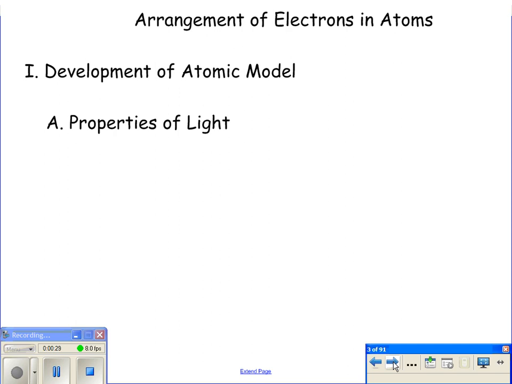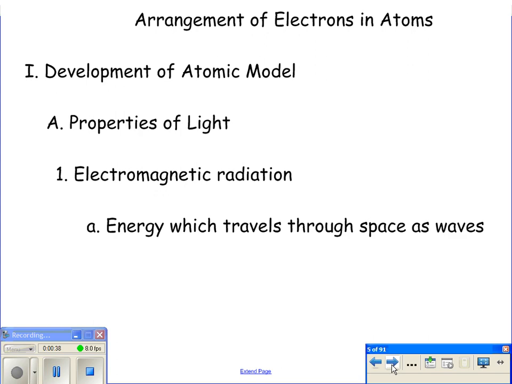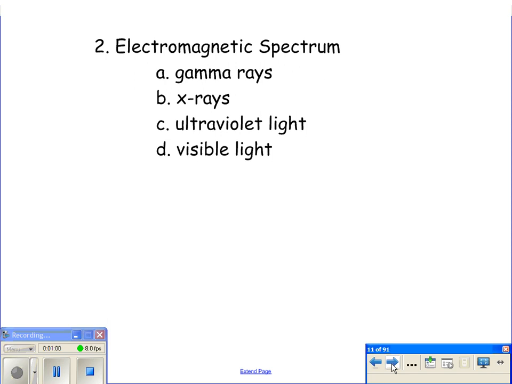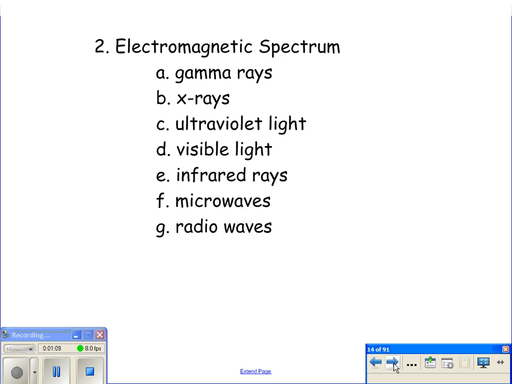So looking at the properties of light, first we know that all light is called electromagnetic radiation, and that it travels through space as waves, and the speed of light is 3 times 10 to the 8th meters per second. The electromagnetic spectrum, going from shortest wavelength to the longest wavelength: gamma rays, X-rays, UV, visible light, this is ROY G. BIV, the rainbow, infrared, microwaves, radio waves.